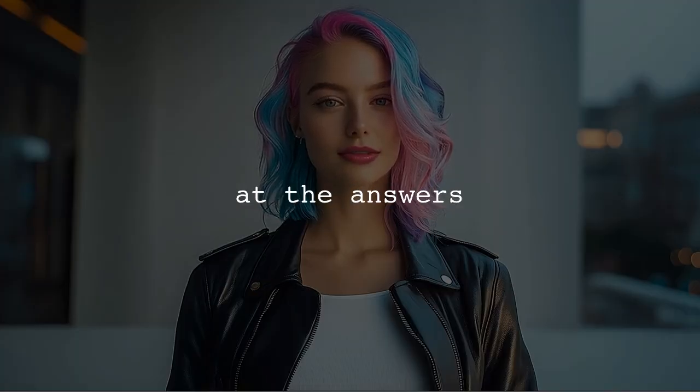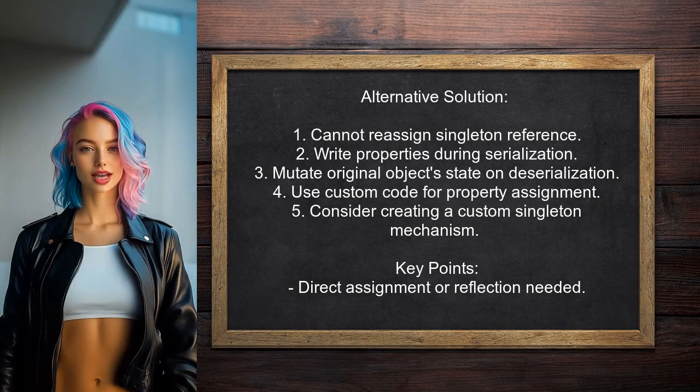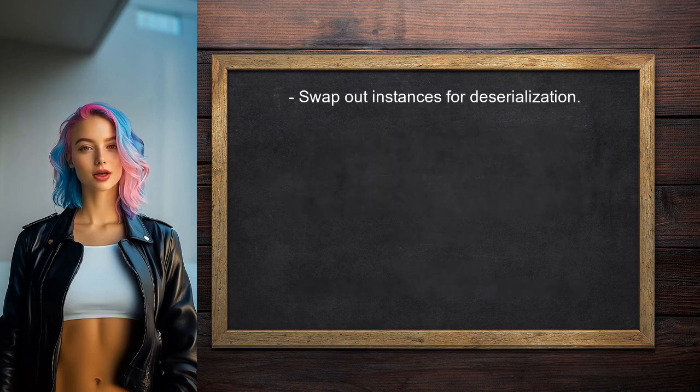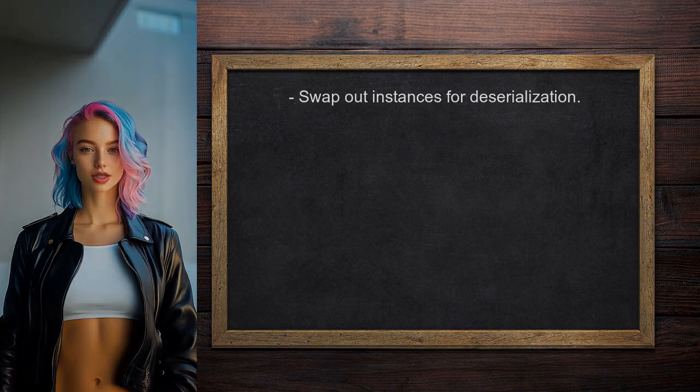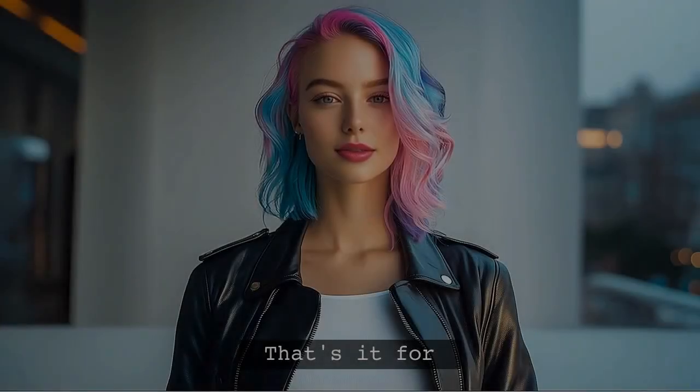Now let's look at the answers provided by other users. This user explains that you cannot reassign a singleton's global reference to a new instance. Instead, they suggest writing out the properties during serialization and directly mutating the original object's state during deserialization. This will require custom code for property assignment, either through direct assignment or reflection. They also recommend creating your own singleton mechanism that allows you to swap out instances when deserializing. That's it for that response.